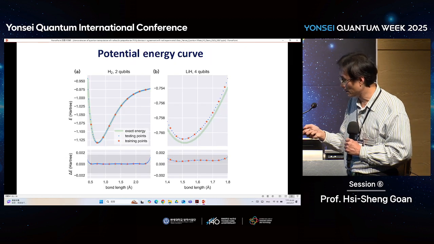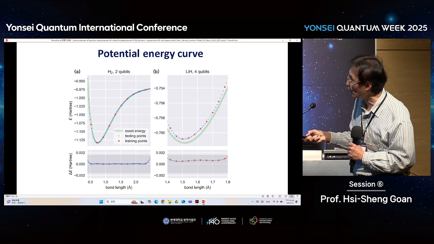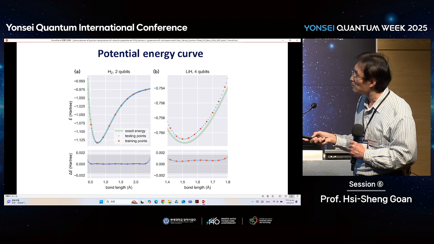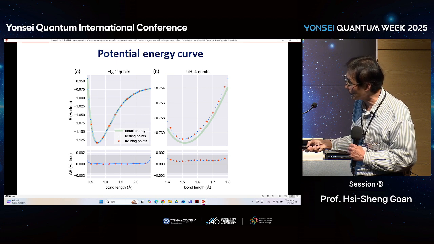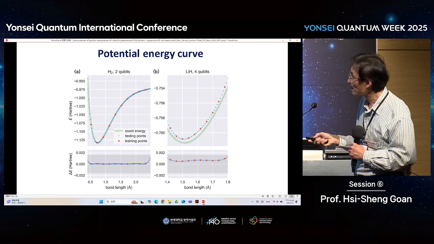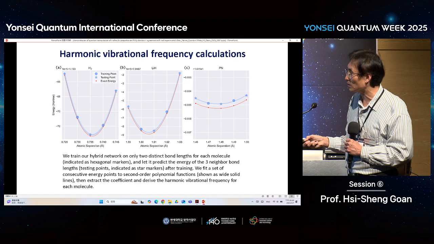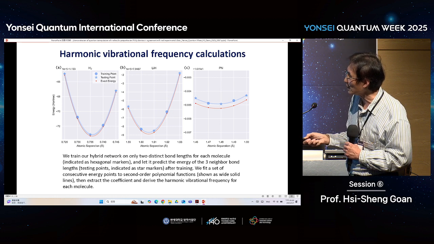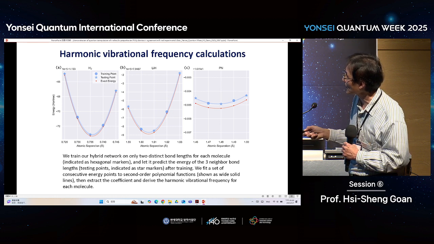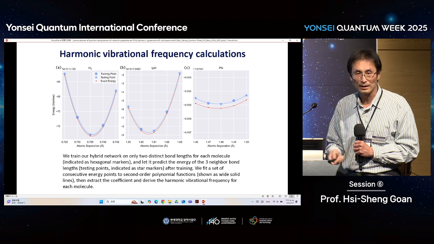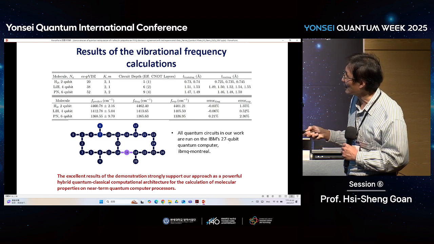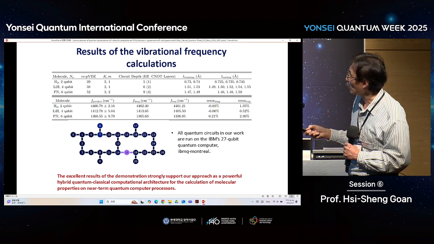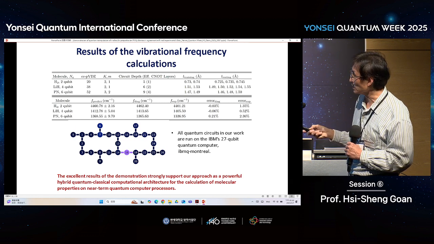So the result is this. We only calculate the red points, and then we can make out the whole potential energy curve very accurately, within the chemical accuracy. You can see here, this is within the chemical accuracy. And then for vibration frequency, we only calculate 2 points, and this star is predicted by the machine learning. So what we get is this. For these three, what we get is the error compared to exact diagonalization and compared to experimental data.